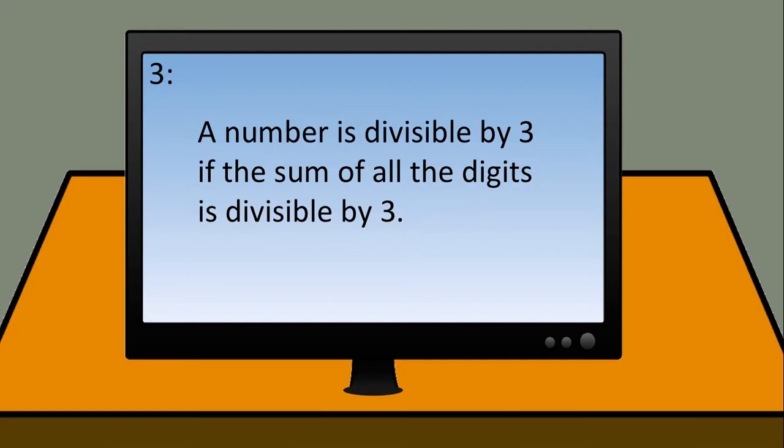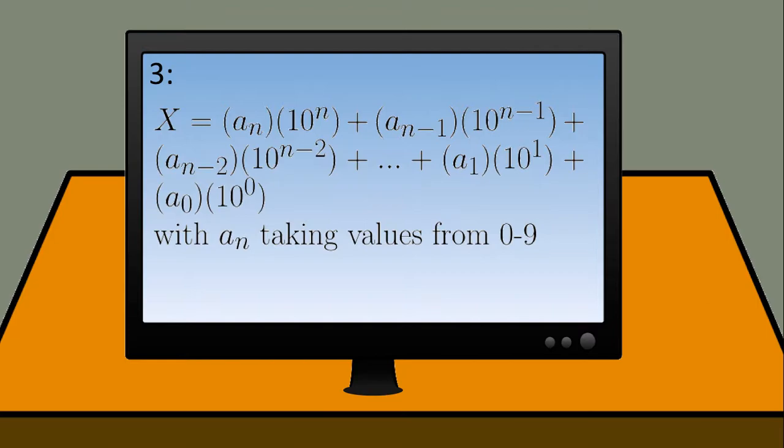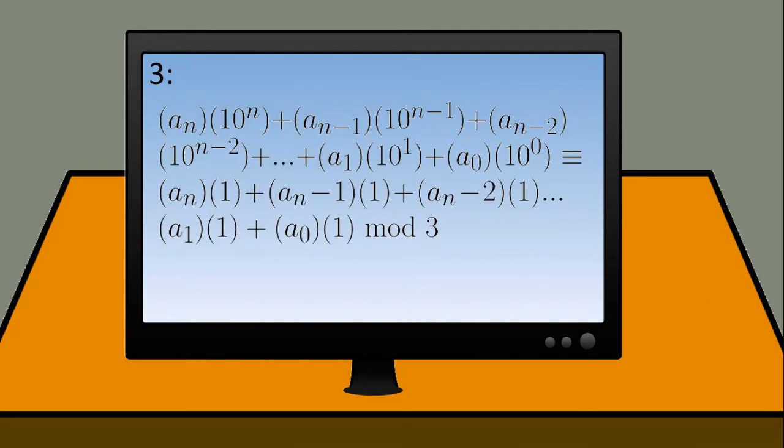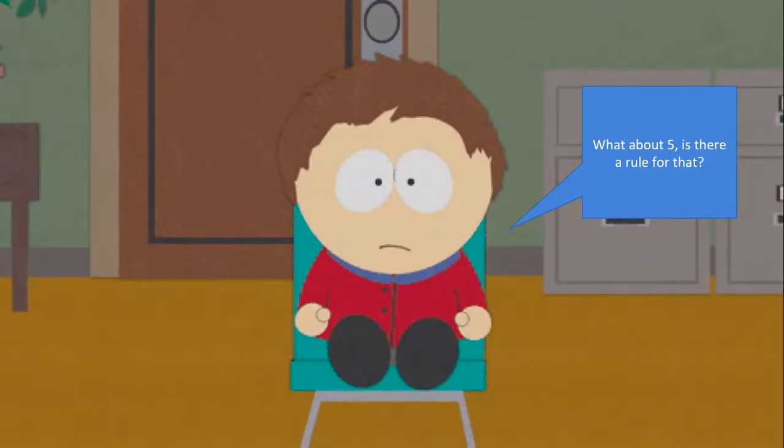A number is divisible by 3 if the sum of all the digits is divisible by 3. Suppose the base 10 representation of a number x, shown on the screen. We know 10 is congruent to 1 mod 3, therefore 10 to the power of n is congruent to 1 to the power of n mod 3 for all n, which means 10 to the n is congruent to 1 mod 3 for all n. Using basic properties of congruence we can say the difference between a number x and the sum of its digits is a multiple of 3. Therefore a number is a multiple of 3 if and only if the sum of its digits is also a multiple of 3.